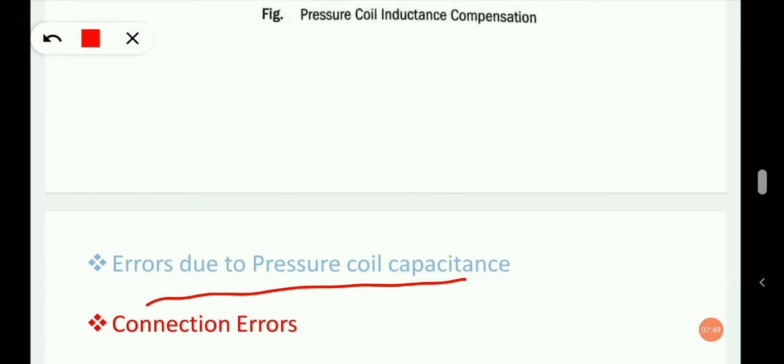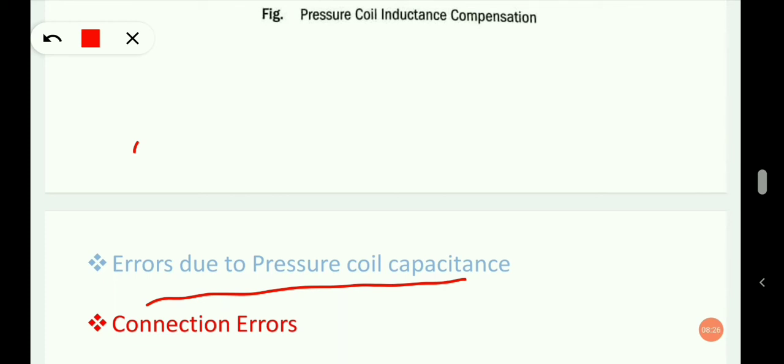The reactance of the pressure coil circuit determines the phase angle between applied voltage and pressure coil current. This phase angle varies in direct proportion with the frequency, as the inductive reactance is higher than the capacitive reactance. If the inductive and capacitive reactances are equal, then they both neutralize the effect of each other, resulting in zero error.